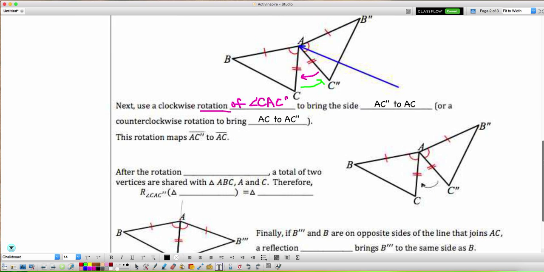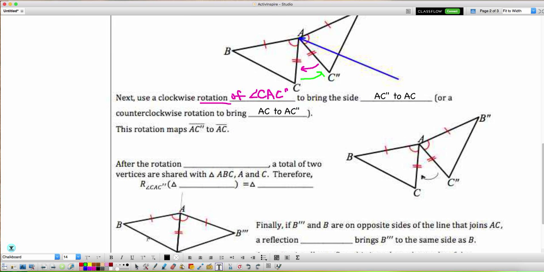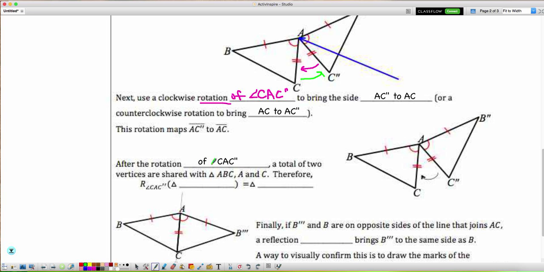So after we do that rotation, you can see the little arrow drawn here, we should end up with this resulting shape. So it says after the rotation, and we can say of that angle CAC double prime, a total of 2 vertices are shared with triangle ABC. So now we see that when we close that gap, this angle A was already overlapping, but now this angle C double prime is overlapping the C. So it shares those 2 vertices A and C.